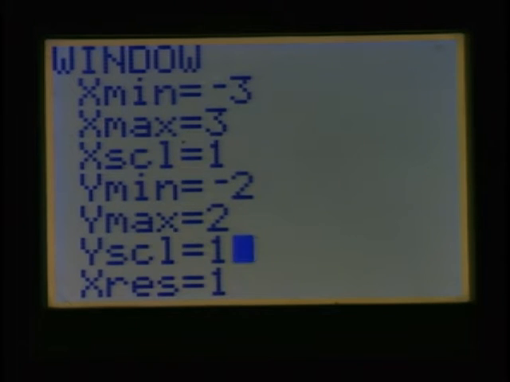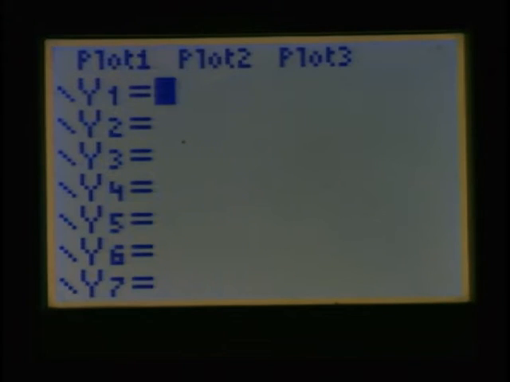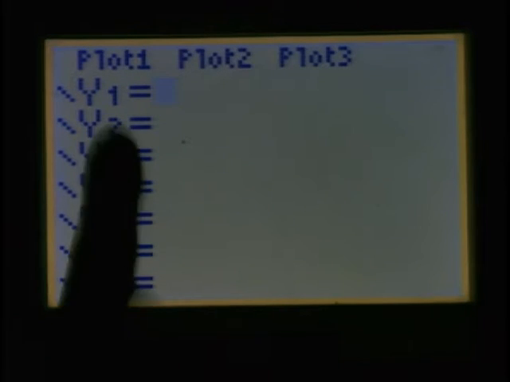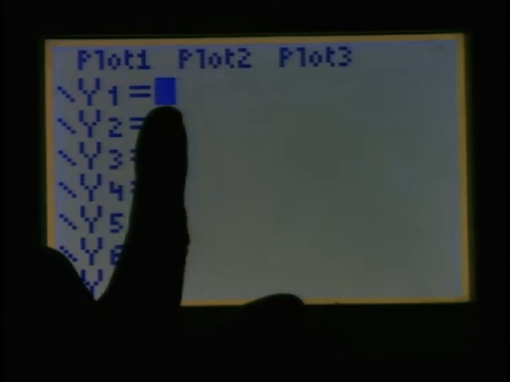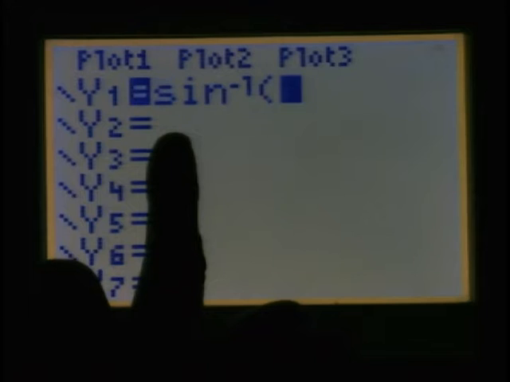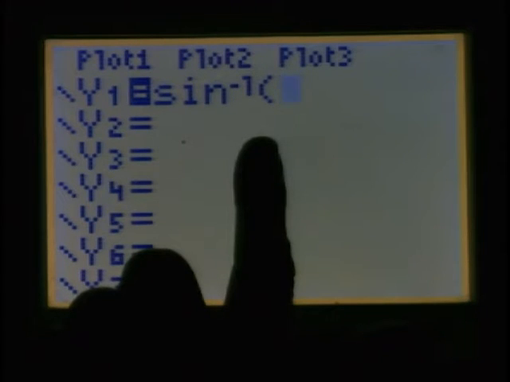Now, let's go to y equals. On your sine key, think about what we're doing here. We want an output called y to be an angle when we know the inputs to be the ratios, the sine ratios. So I'm going to use the inverse sine key by using the second or shift key on the calculator. So I get the inverse sine function, and my input is going to be x.